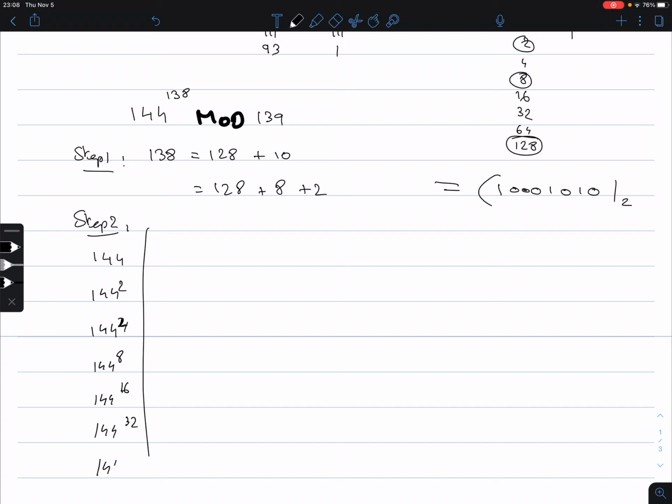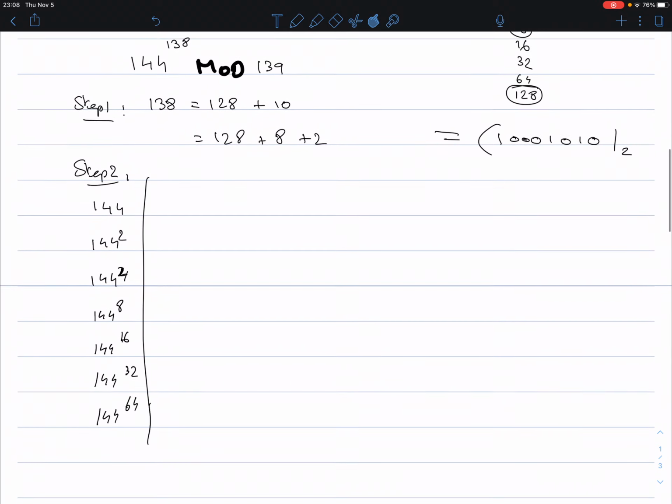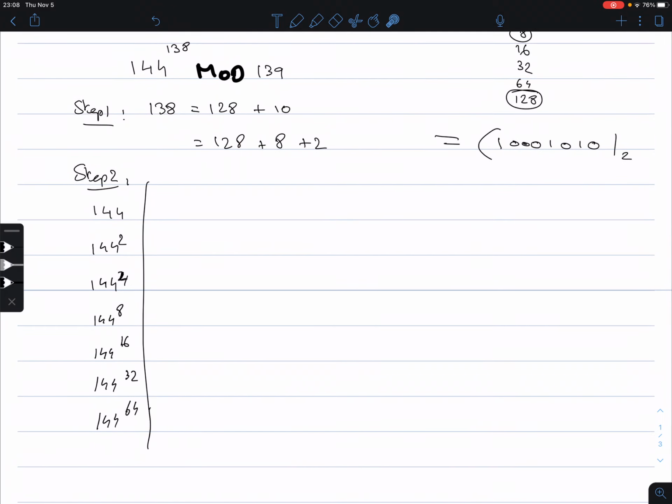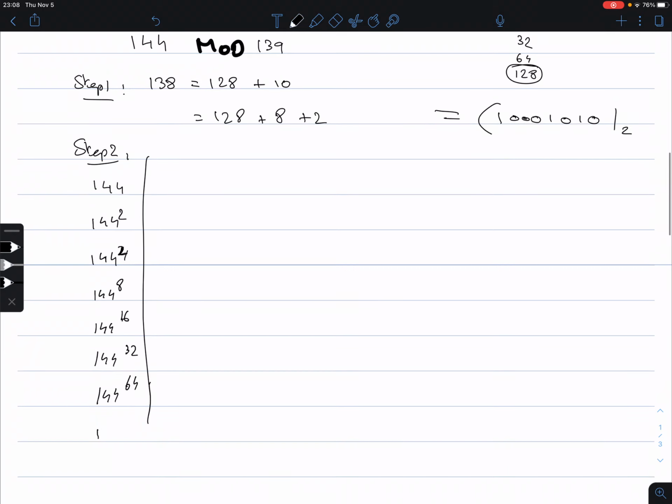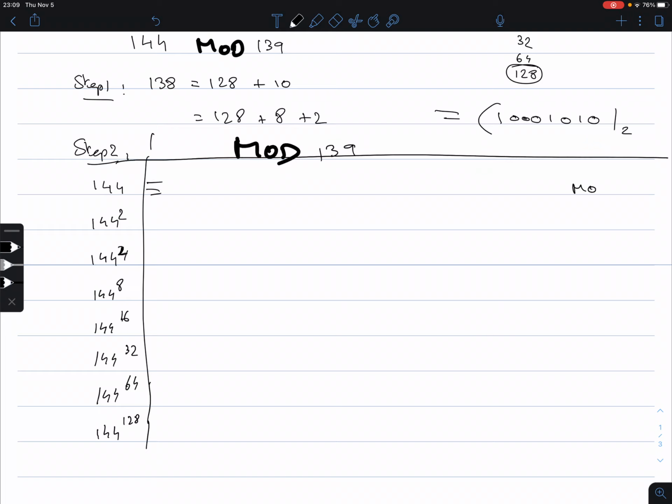32, 144, 64. Can I stop? No, I have to go until the biggest power here, 128. Okay, so 144 to the power 128. And this I will again calculate mod 139. Instead of using the function, I'm going to write here always mod 139.